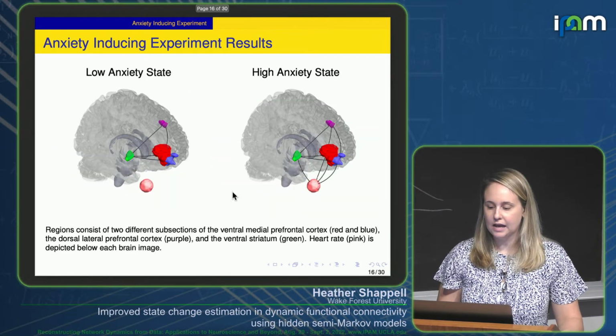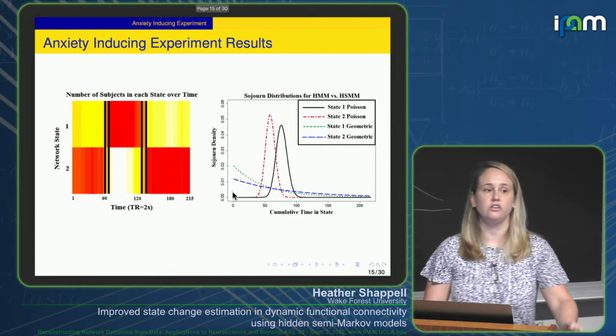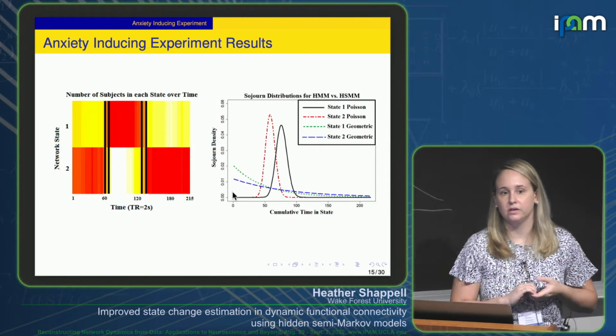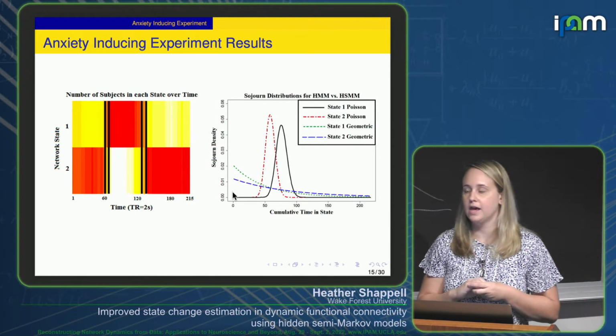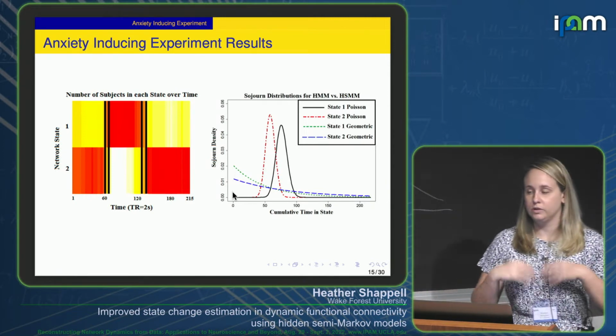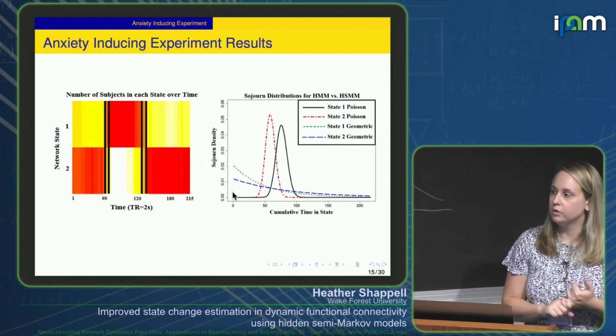So I didn't end up showing simulation results here. We actually used the SimTB toolbox. I don't know if anybody else has used that. Vince Calhoun's group has developed that to simulate fMRI data. And then we tried the sliding window approach.